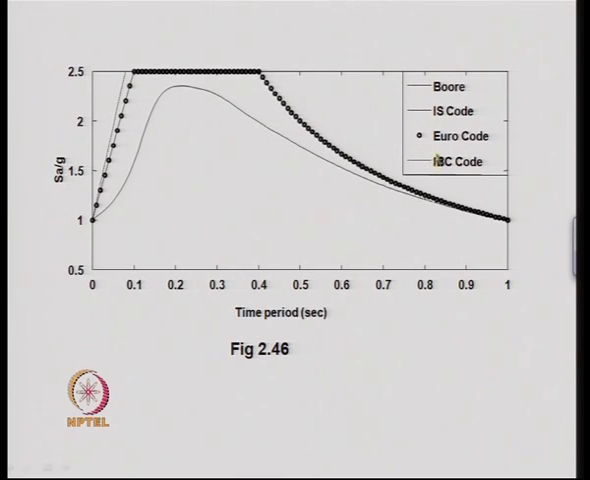We can see that Eurocode and IS code are more or less the same. IBC code was this and the Boore's response spectrum is this. So, in this region it is fairly matching, and in fact in this following region it is more or less matching, but there is a wide departure here in the beginning of the time period.